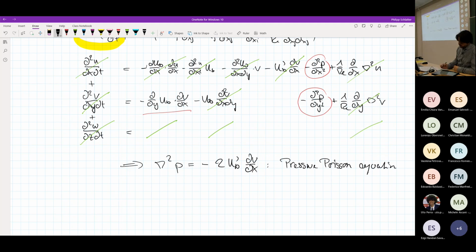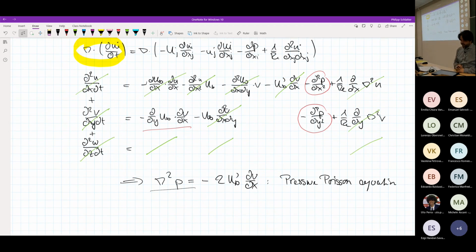Why is it a Poisson equation? Well, it's essentially a Laplace operator on the pressure, and we have an inhomogeneous term, minus 2 times ub prime dv dx.